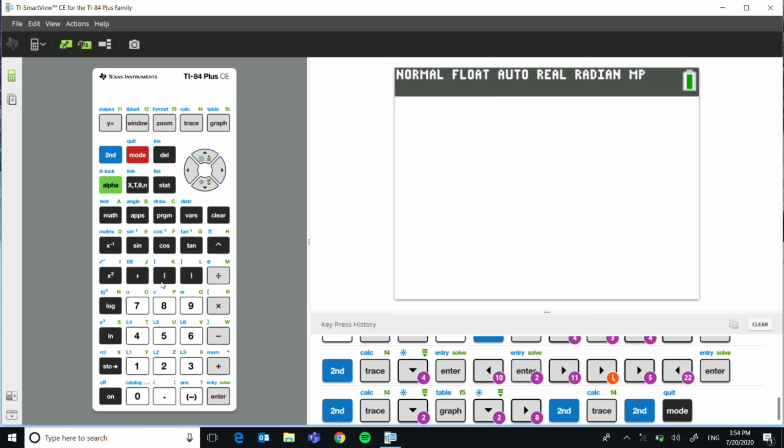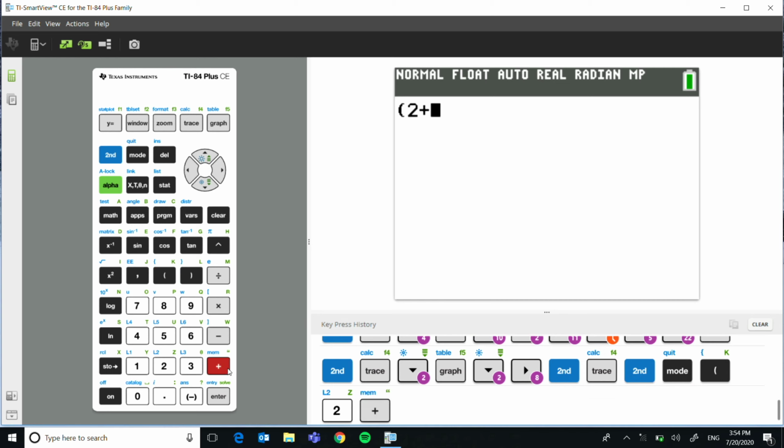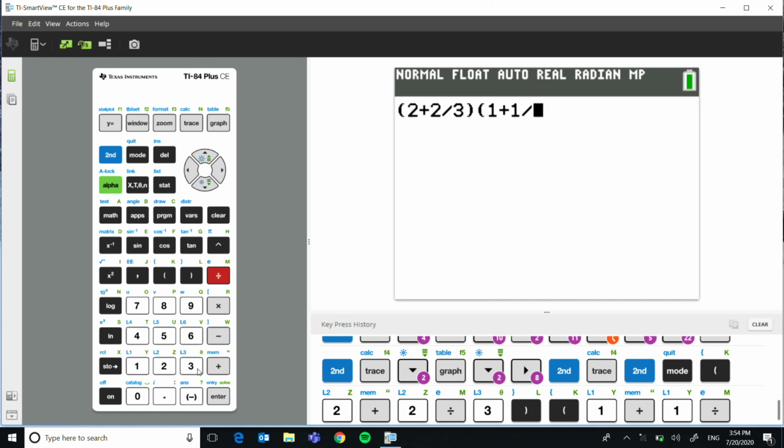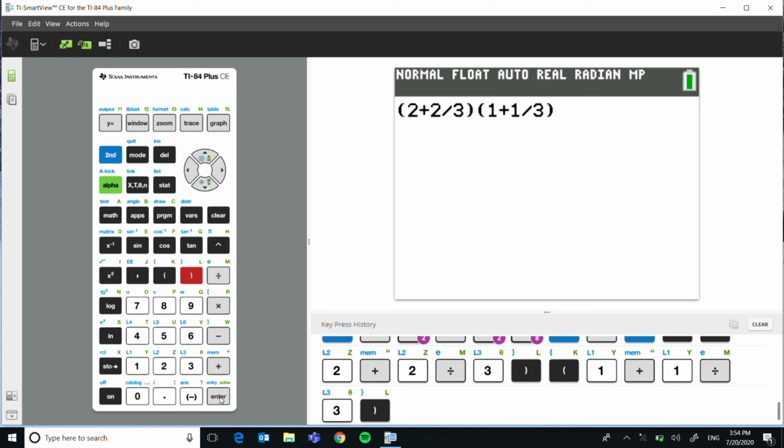So I would do open parentheses, 2 plus 2 divided by 3, and then close parentheses, and then open another set, and then 1 plus 1/3. If we type it in exactly like that and hit enter, we would get 3.55 whatever. If we look back at our answers, it would have to be 3 plus something else, which would still get us our answer. Okay, did that make sense? Are you following me?